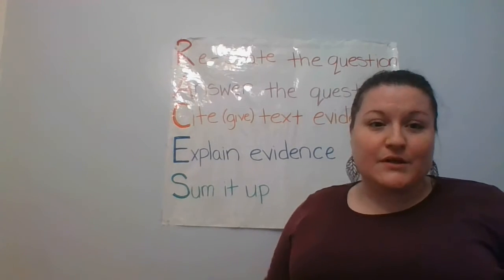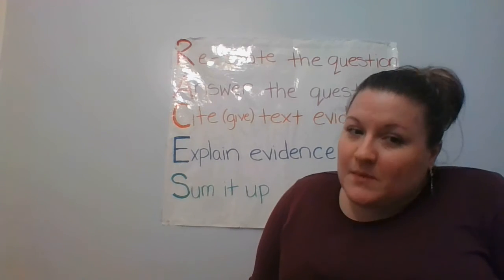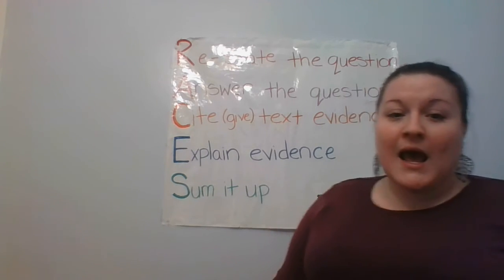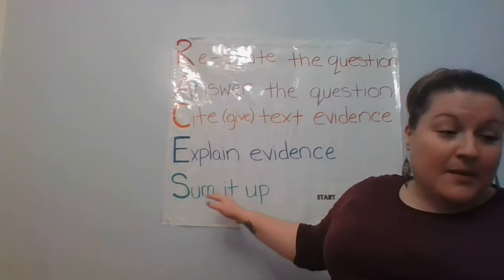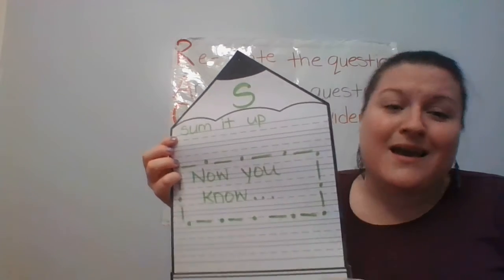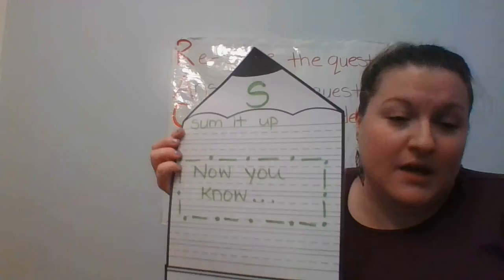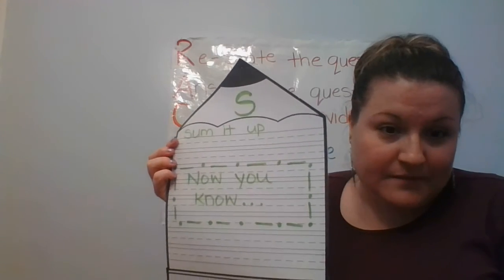And the last thing I want to do, now that I've given my answer and I've given my text evidence and explained my understanding of what I've read, I'm going to sum it up. And the way I'm going to do that is with my sentence, now you know. So I'm going to restate everything that I've talked about to the reader. Now you know how the character is feeling in the story.